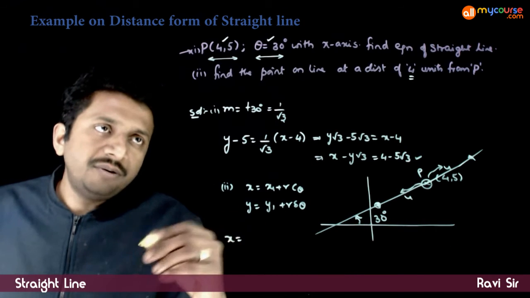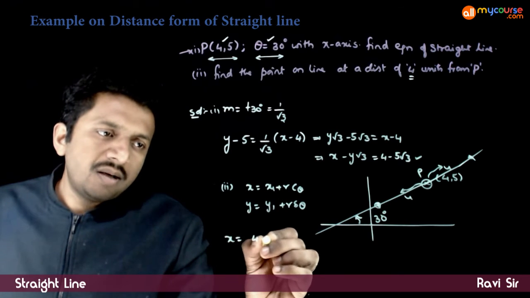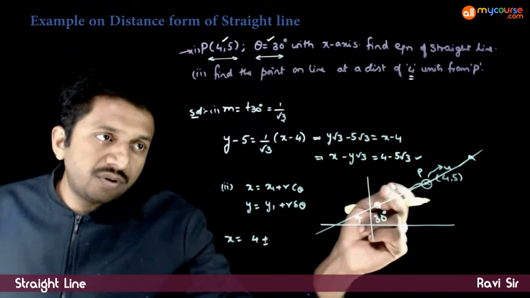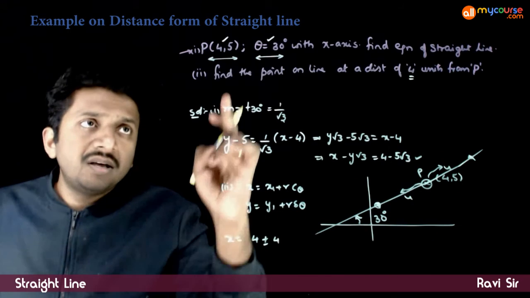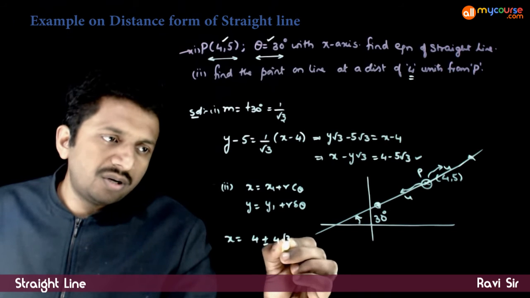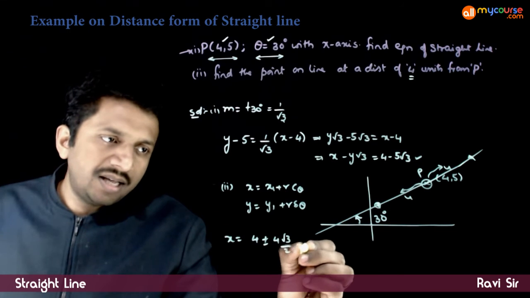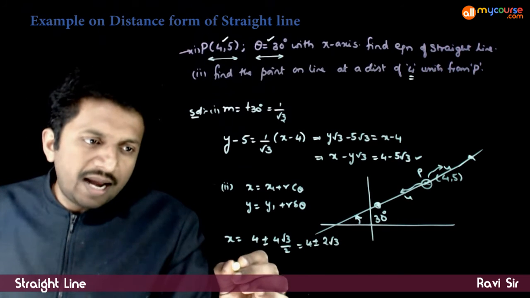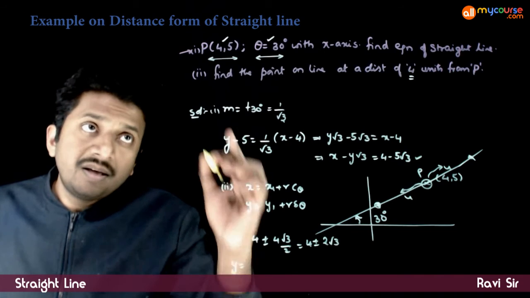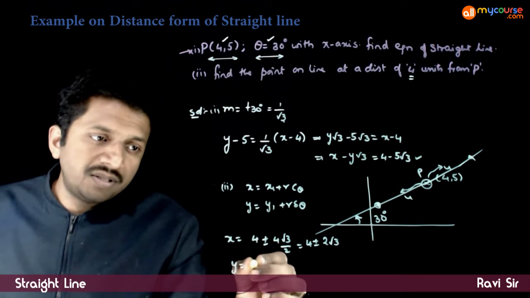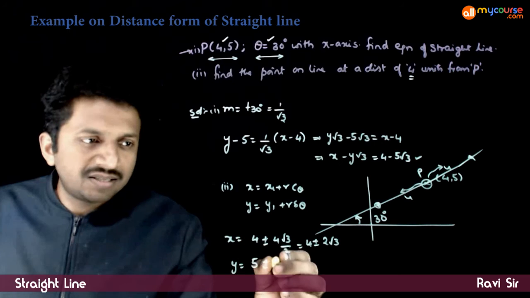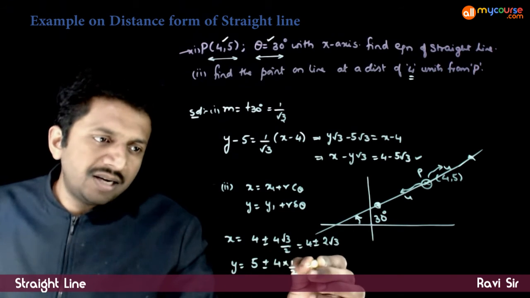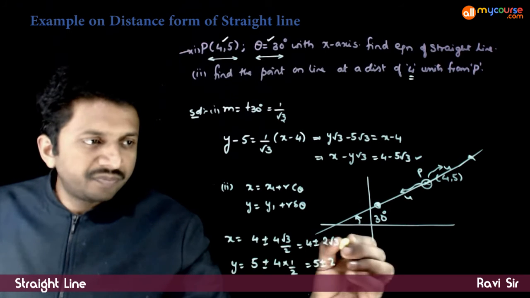So x is equal to x1, which is 4, plus or minus, because r can be either plus 4 or minus 4, 4 times cos 30 degrees, which is root 3 by 2. That is 4 plus or minus 2 root 3. And y is equal to y1, which is 5, plus or minus r times sin 30 degrees, which is 1 by 2. That is 5 plus or minus 2.